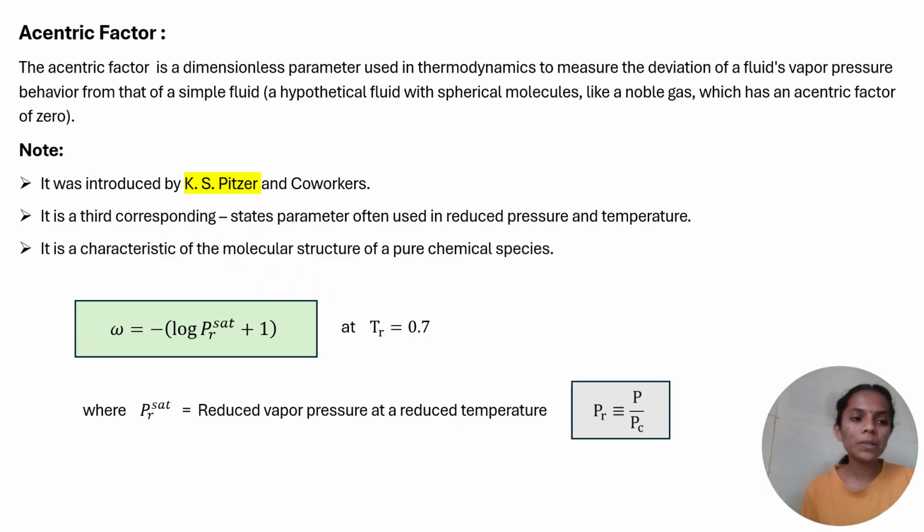Some important points. It was introduced by K. S. Pitzer and his co-workers. It is a third corresponding state parameter often used in reduced pressure and reduced temperature. It is a characteristic of the molecular structure of a pure chemical species. The formula for eccentric factor is omega equal to minus logarithmic reduced pressure plus 1 at reduced temperature equal to 0.7.